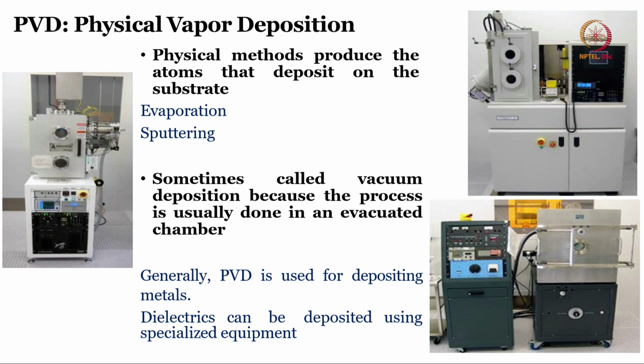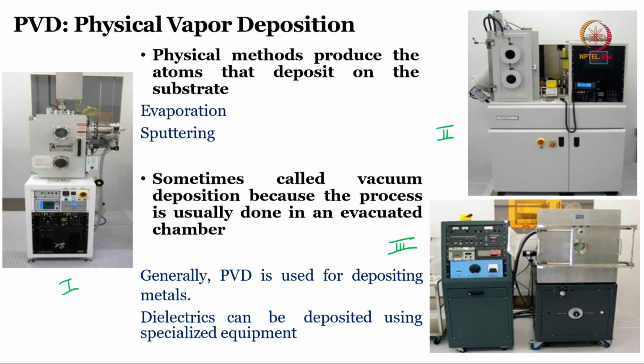So, on this slide you see 3 systems, 1, 2 and 3. Okay. One is an electron beam evaporation system, and the others are thermal evaporation systems, automated and semi automated, or you can say manual and semi automated. In general, physical deposition methods produce the atoms that deposit on the substrate, and we have 2 techniques, evaporation and sputtering. In evaporation we have thermal evaporation and e-beam evaporation, which is electron beam evaporation, and then we have sputtering.